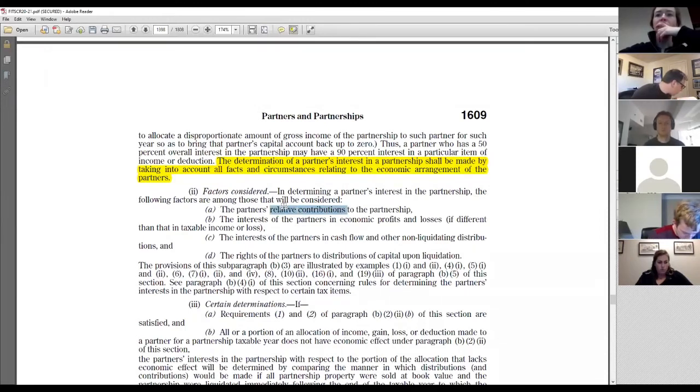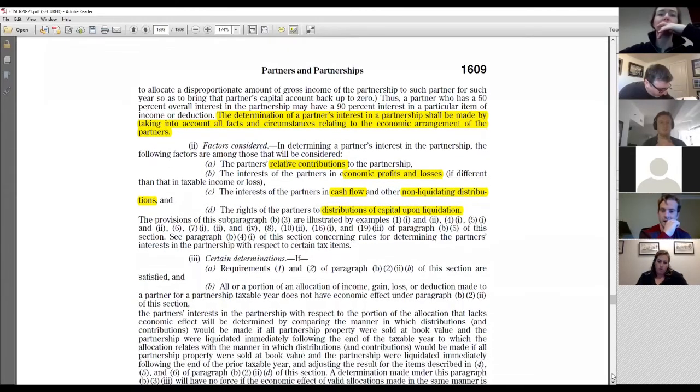Their contributions, their interest in economic profits and losses, cash flow, that's operating distributions and non-liquidating distributions, operating distributions, and then liquidating distributions. There's a whole bunch of facts. Again, in a simple fact pattern, it's pretty easy. Everything's 50-50, then PIP is 50-50.